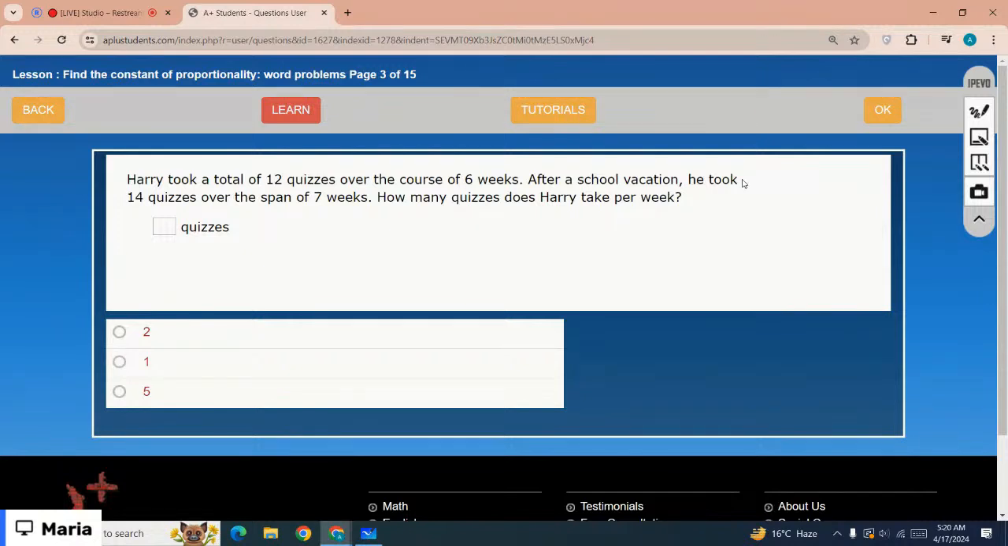Yes, the correct option is 2 quizzes per week. The constant of variation here is 2. He had 12 quizzes over the course of 6 weeks. So, y by x is 12 divided by 6 and 14 divided by 7. The correct option is 2 quizzes per week. Got it?